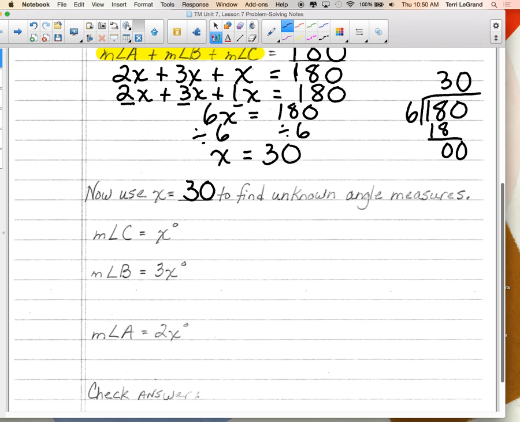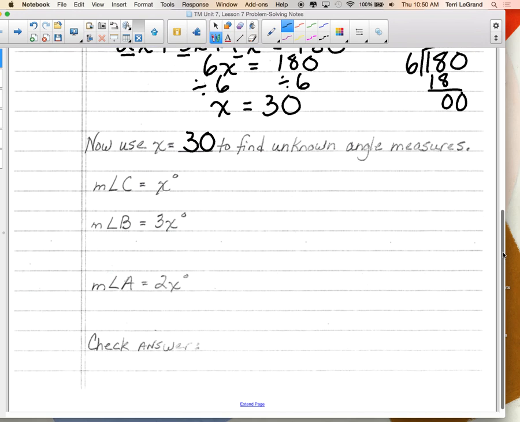So measure of angle C is x degrees. So we are going to substitute in x, 30, right? Do we need to do anything else? I think it's safe to say that the measure of angle C is just 30 degrees. Yes or no? Is there anything to multiply by? No? So yeah, we could do that.